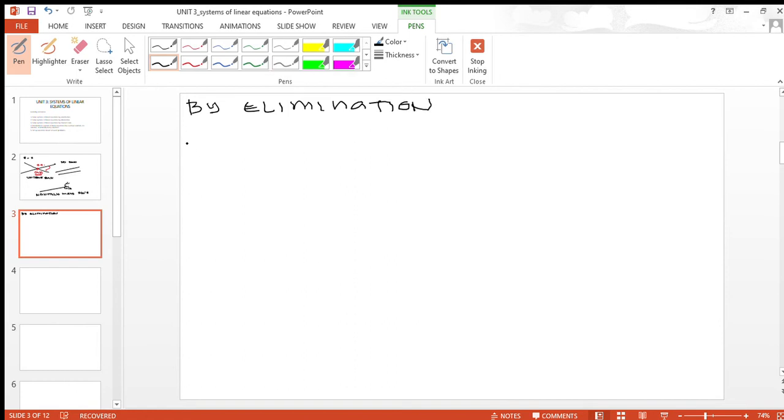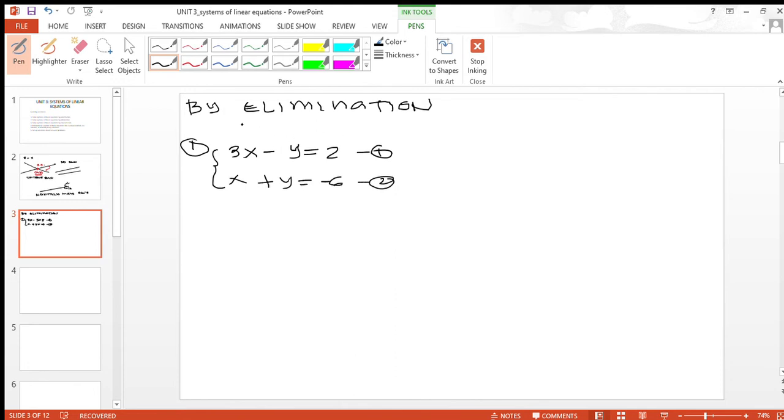So the first solution that we will introduce is by elimination. And let's look at an example wherein we have two unknowns. Let's say the first equation is given by 3x minus y equals 2. Let's call that equation 1. And then let's say equation 2 is x plus y equals minus 6. This is equation 2. So that's our system.